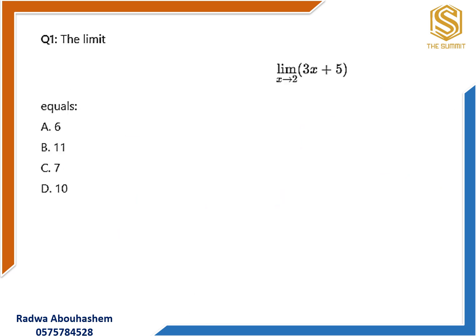Question number 1 is asking you about the limit when x approaches 2 for 3x plus 5. So the first step, I have to substitute. So 3 times 2 plus 5 gives me 11.